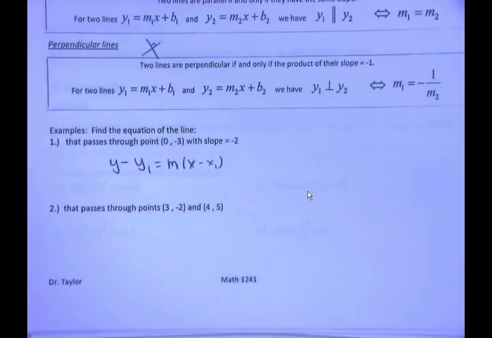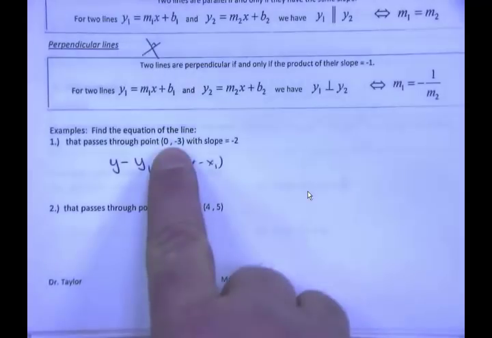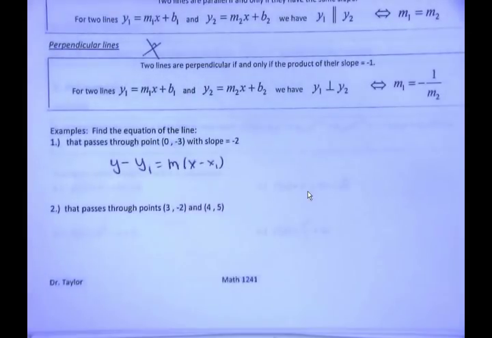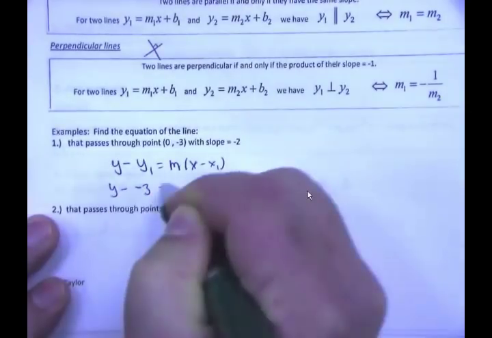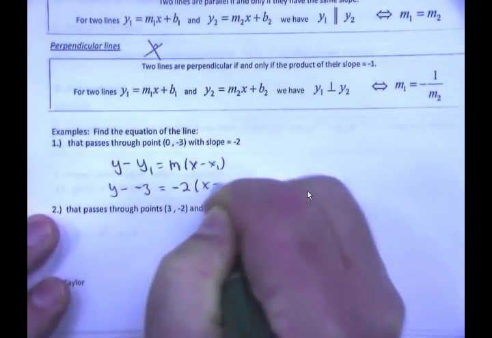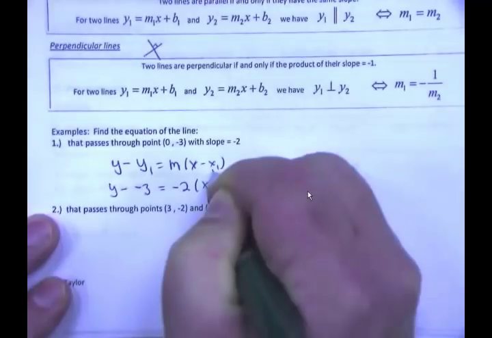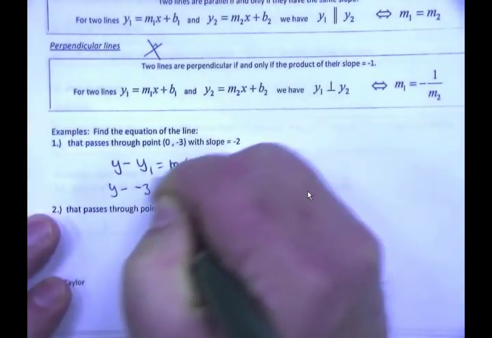All right, so we're going to use the point slope. I need a point. There's one. And I need a slope. There's one. All right, so here we go. y minus negative 3 equals the slope, negative 2, times (x minus 0). Literally, it's a substitution thing.